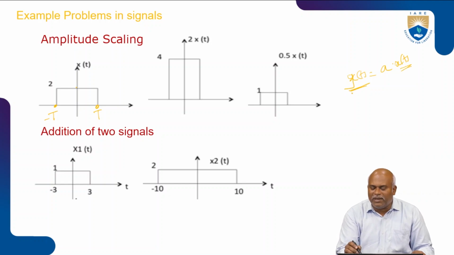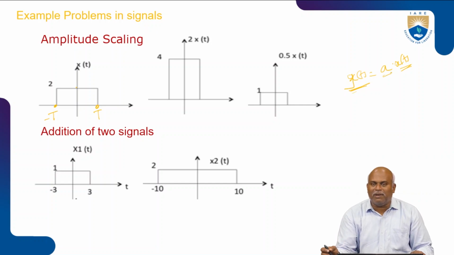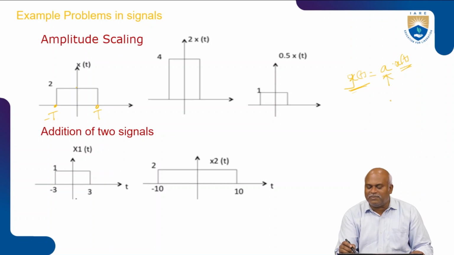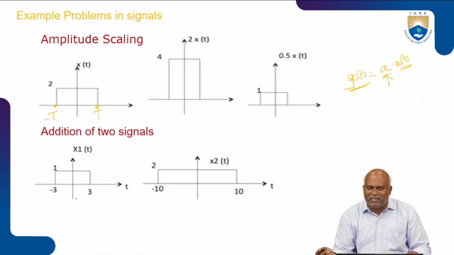If you need the output of time amplitude scaling, we should multiply x of t by some real constant. X of t is a time-based signal. This constant A may be negative, positive, or of a discrete nature.